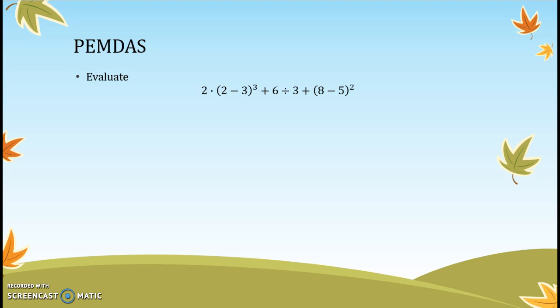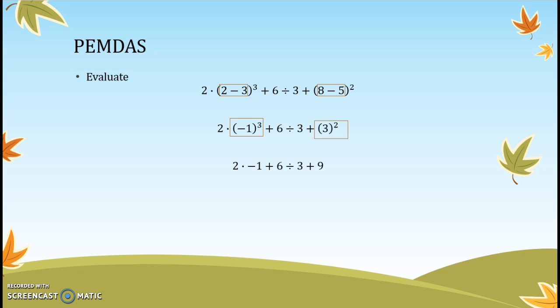Let's do 2 times the quantity 2 minus 3 cubed plus 6 divided by 3 plus the quantity 8 minus 5 squared. I have parentheses and we need to do those things first. So I will take 2 minus 3 and 8 minus 5, and I'll rewrite everything else. 2 minus 3 is negative 1 and 8 minus 5 is 3. Now we can do the exponents. Negative 1 cubed gives me negative 1 and 3 squared gives me 9. Everything else just moves down.